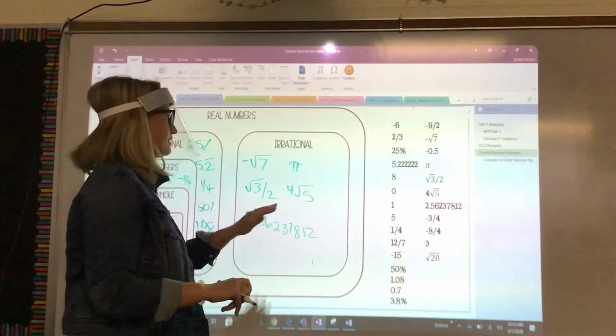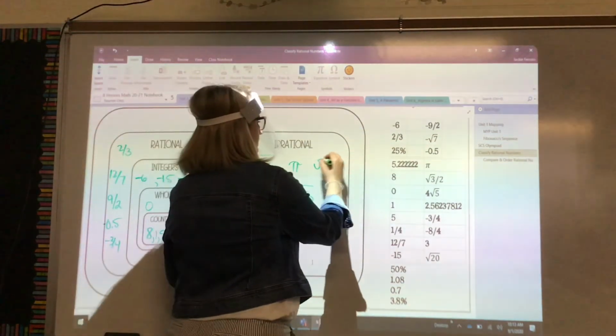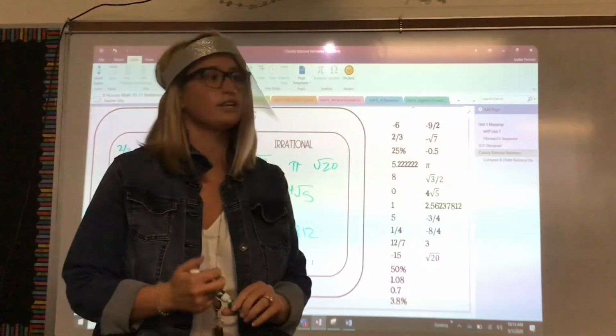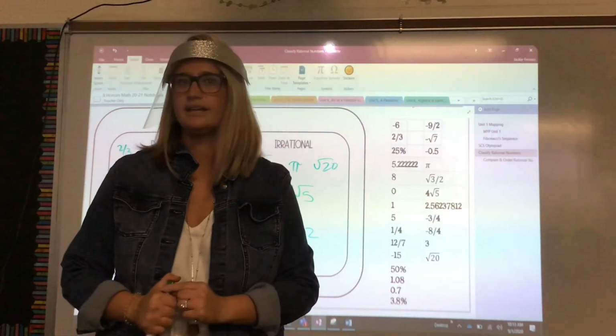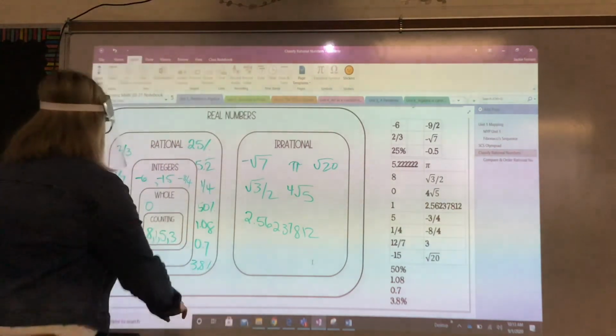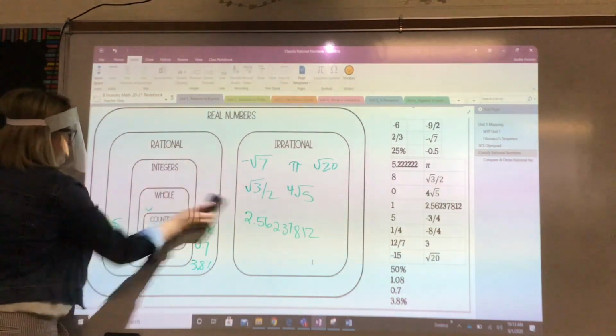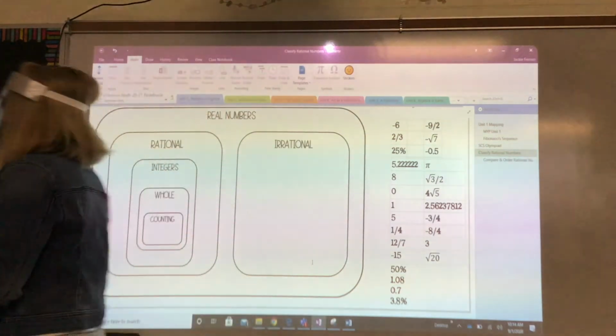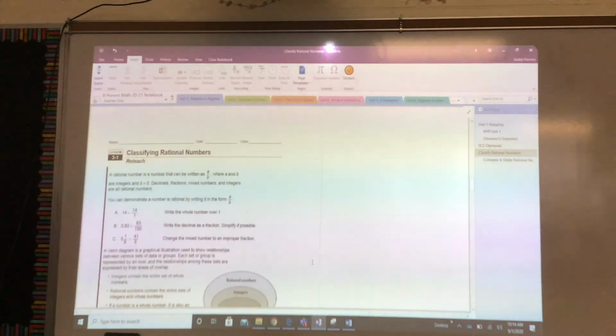No. Then it's going to be considered irrational. All square roots are pretty much irrational unless they're perfect squares or perfect cubes. Okay? Alright, so now that you have your categories filled out correctly, you are going to look down here, okay?